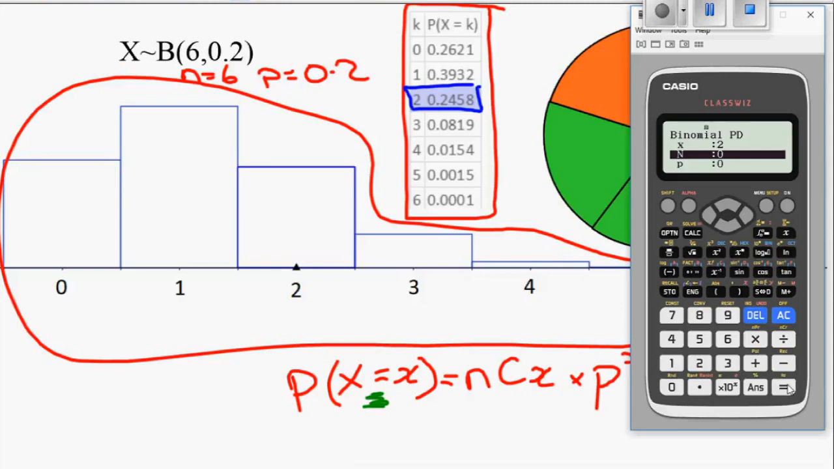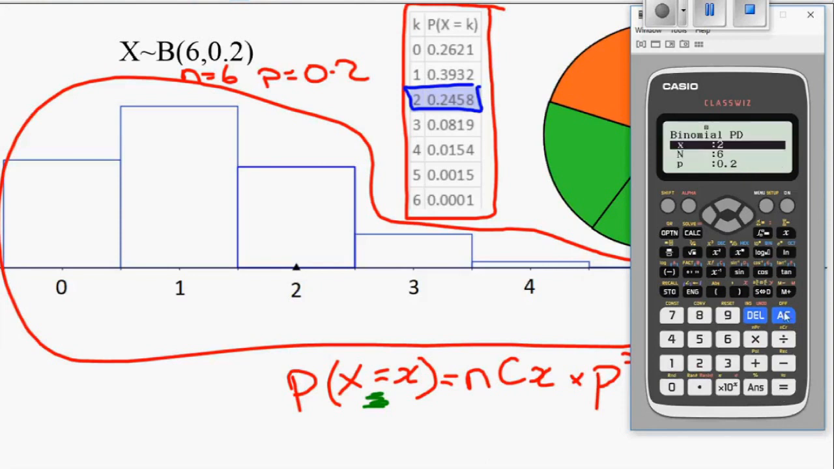N is the number of attempts I'm going to have. So I'm going to spin my spinner 6 times. And P is the probability of getting a success. Now you can enter numbers as a fraction. So you can just use the fraction button and I could say the probability is 1/5. Or I can enter it as a decimal. And once we've filled out all the information, we press equals and our calculator will give us the value and we can see that it's 0.24576. So this is giving me the probability of getting a 2.